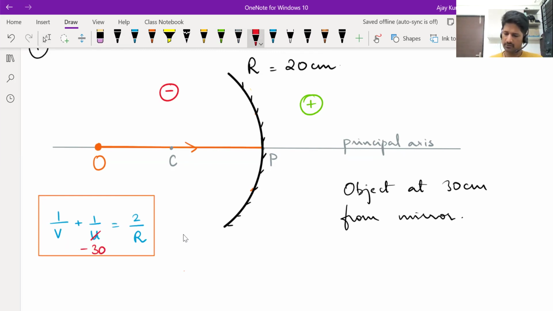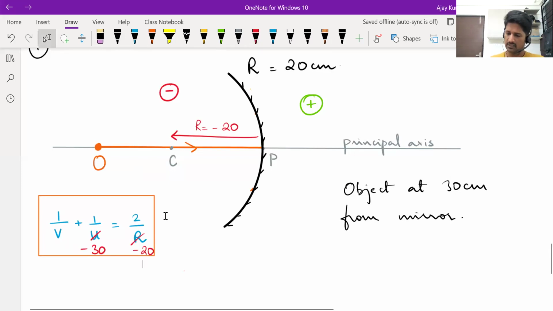And Isha, what will you substitute the radius as? 20 centimeters. Why will you take it positive? Radius also should be substituted following the rules of sign convention. Okay. Radius is the distance from where to where? Pole to center. And it's on the negative side. So radius should be taken minus 20 here. Okay, Isha, is this clear?